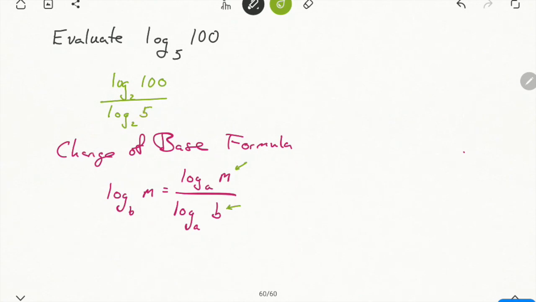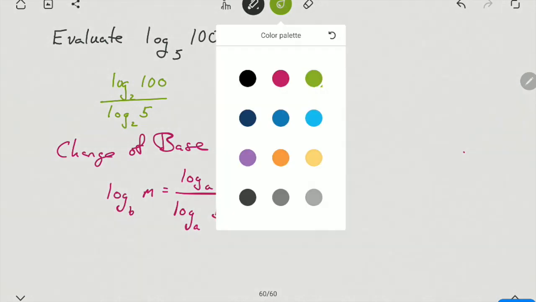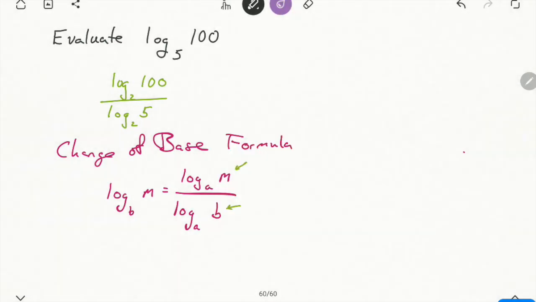Now, log base 2 isn't very helpful either because most calculators don't have a log base a key, which means you couldn't do log base 2, and which would make trying to do it this way completely pointless. But a lot of calculators do have the log key, so we can do log base 10 of 100 divided by log base 10 of 5. Or they have the ln key, which is ln of 100 over ln of 5.